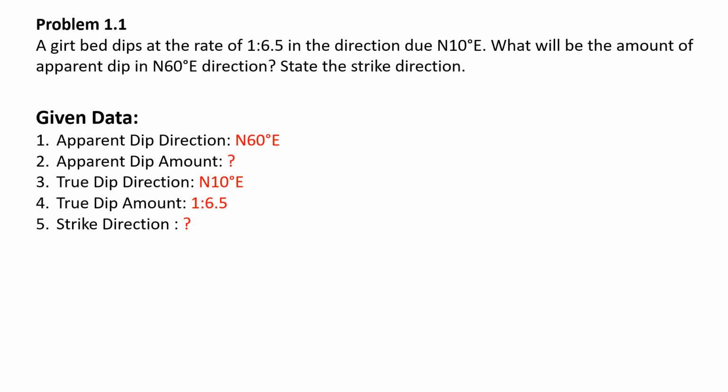So let us write down what they have given. They have given a true dip direction, so we mark the true dip direction as north 10 degrees east, and the true dip amount as 1:6.5. Also they have given the apparent dip direction, that is north 60 degrees east. We have to find out the apparent dip amount. We have to calculate it. Also we have to find out the strike direction. Before directly jumping into the problem, let me give you a clear idea about what we'll be solving, or what is the basic funda behind this.